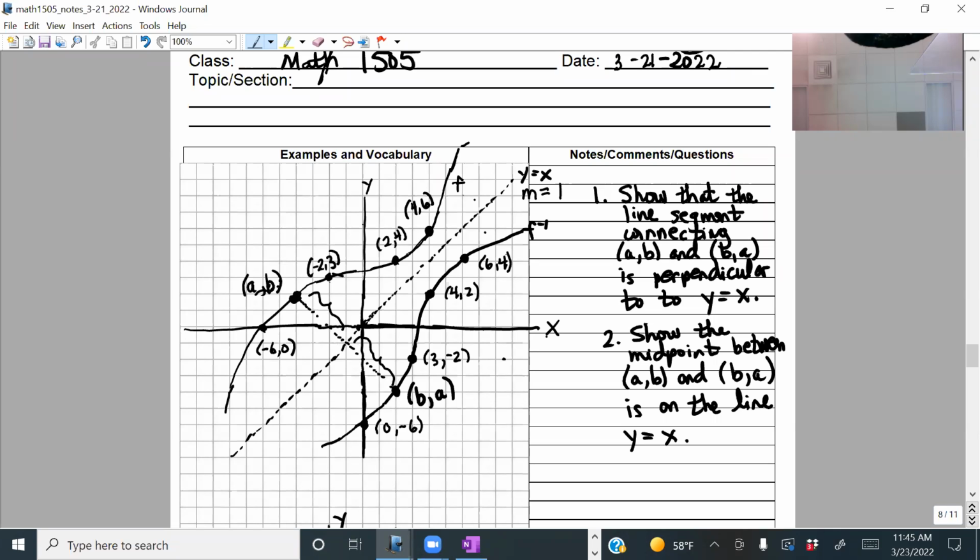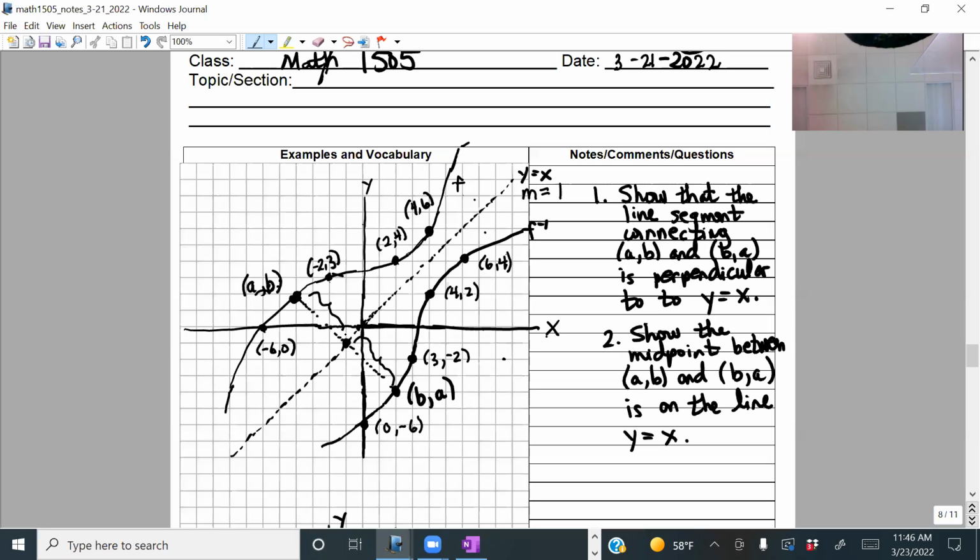Now, how can I convince myself that these two distances really are the same? The distance from this point to the 45-degree line and the distance from this point to the 45-degree line are really the same. So what are you suggesting about the midpoint formula? The midpoint would have to fall on this 45-degree line. I think that's what you're saying. The midpoint between these two points would have to fall on this 45-degree line. If it does, then I think these distances have to be the same, correct?